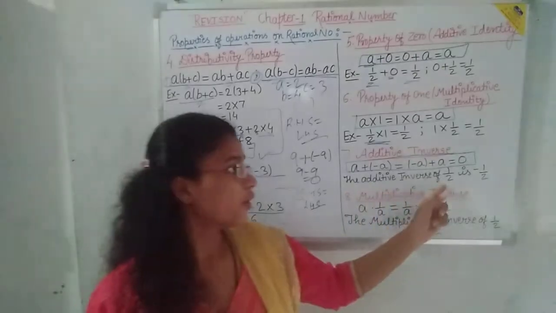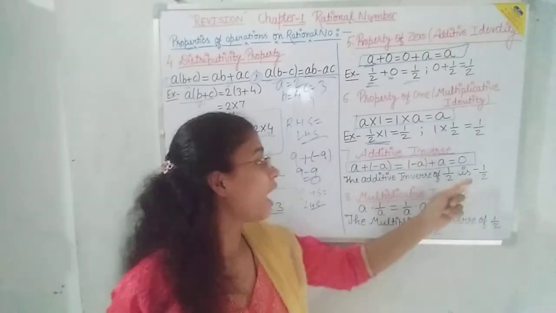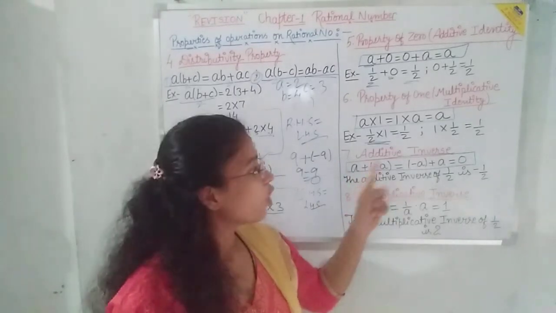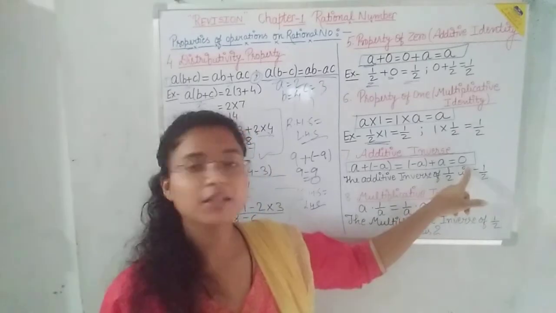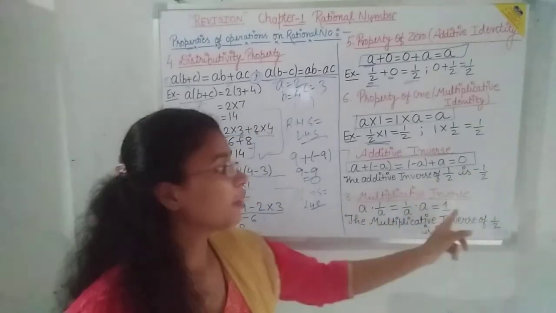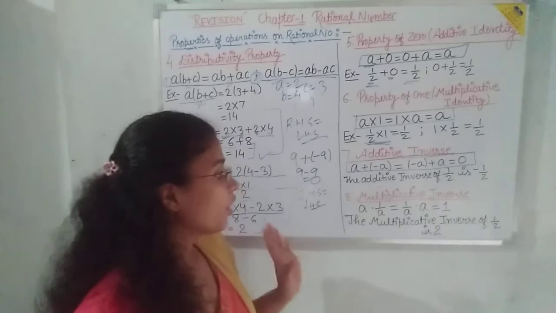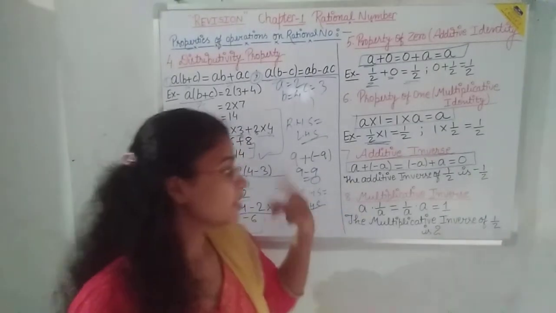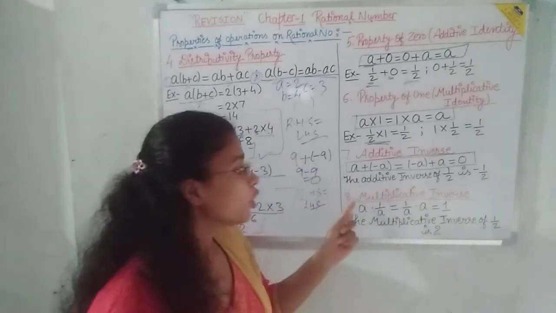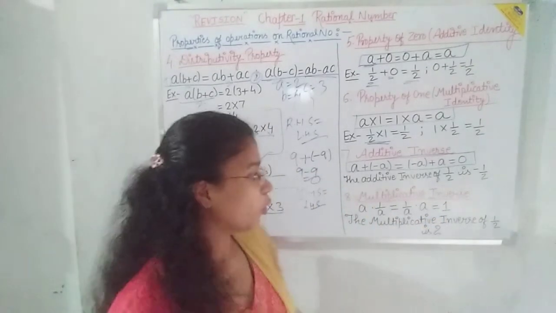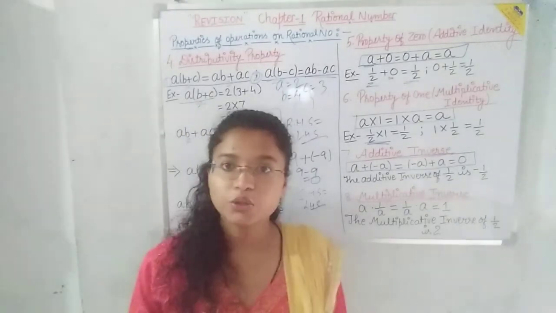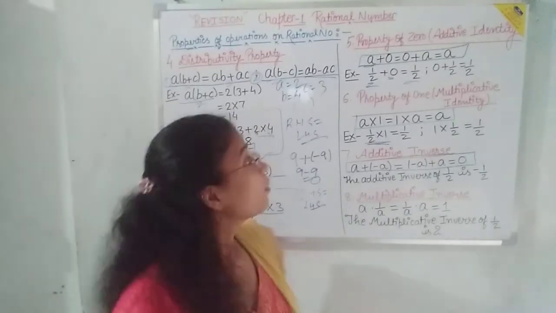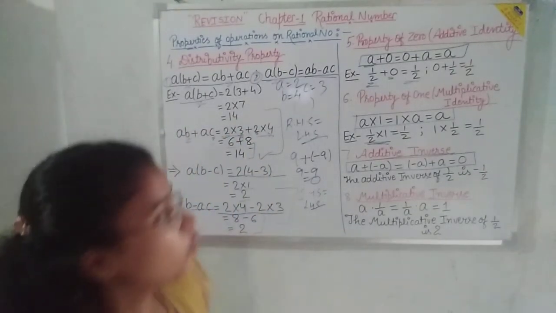And the additive inverse of 1 by 2 is minus 1 by 2, because when you add them, whether you add from the right hand side or from the left hand side, in both cases you will get 0. Next is the multiplicative inverse. The multiplicative inverse means when you multiply a rational number with the reciprocal of that rational number, you will get 1. Suppose, what is the multiplicative inverse of 1 by 2? It will be 2. Why? Because when you multiply 1 by 2 into 2, you will get 1.